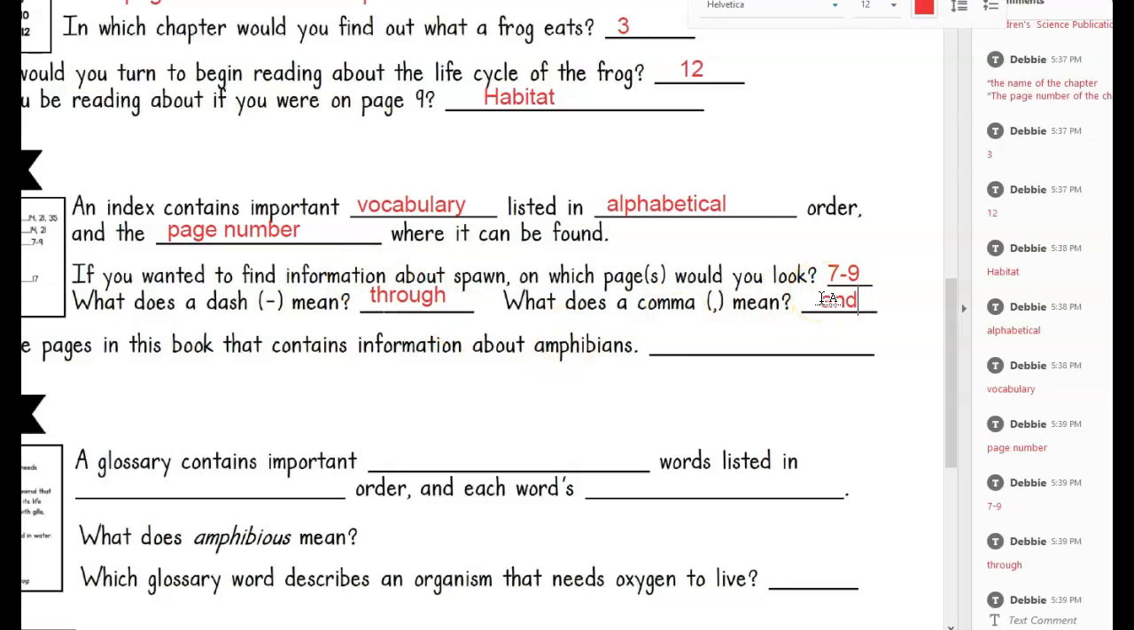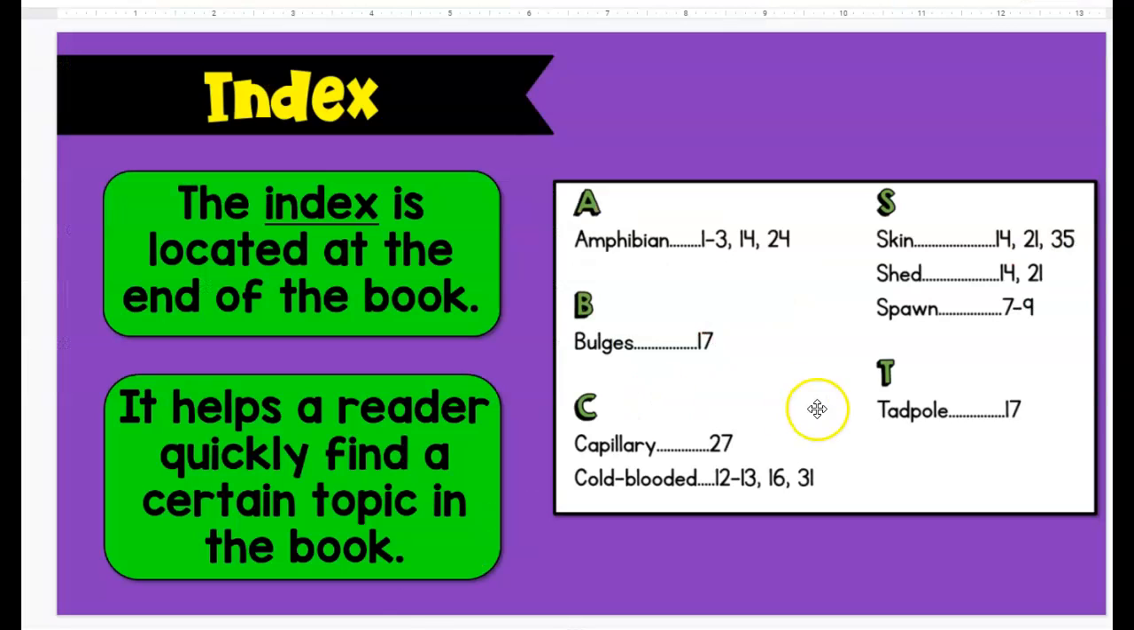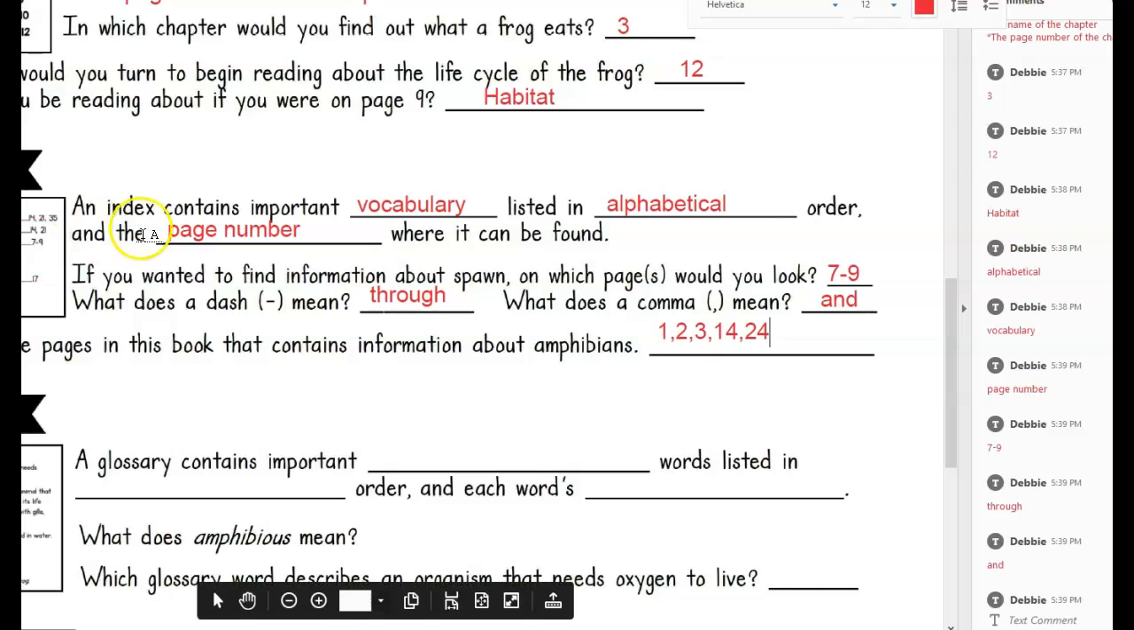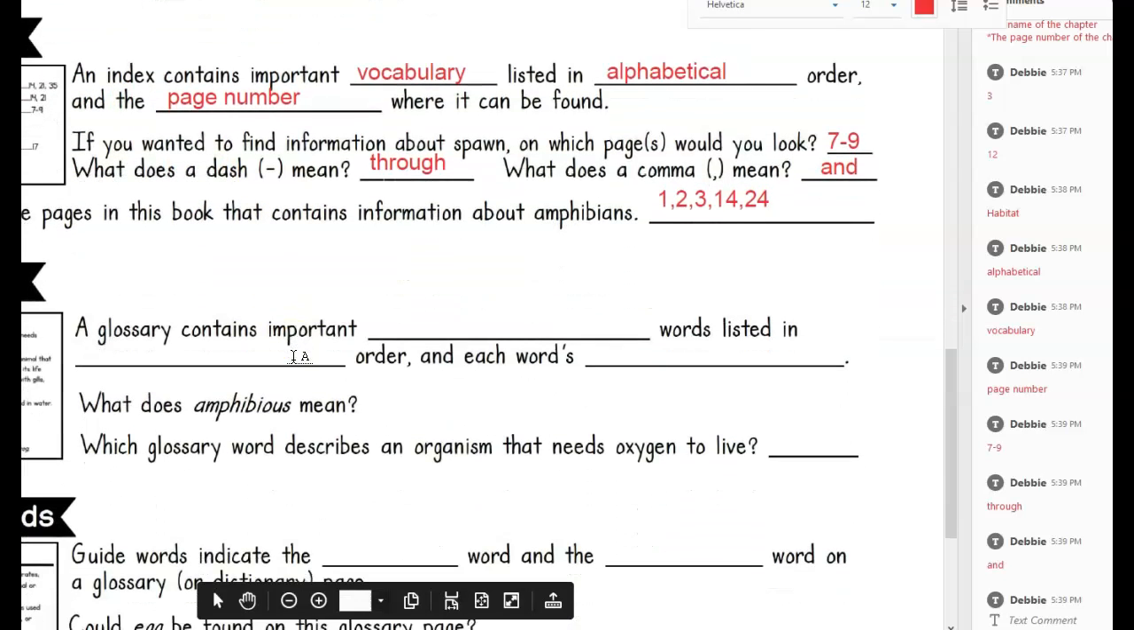It means and. And so it says list all the pages in this book that contain information about amphibians. So I'm going to write 1 and 2 and 3, and I have to go back and look. Amphibians, 1, 2, and 3, 14, and 24. Then we got down here and we had the glossary.